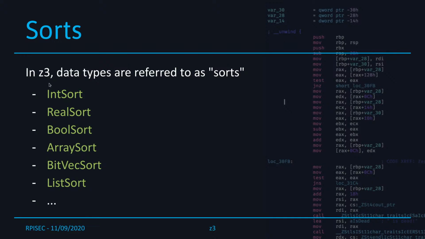In Z3, we have the concept of many different data types. However, the name for these data types is a little bit funny. In Z3, they're called sorts. For example, we have an int sort, which represents an integer. We have a bool sort, which represents a boolean. We have a bit vec sort, which represents a bit vector. And then we have a whole lot of other, more complicated data types. However, as I mentioned before, today we're just going to focus on those three.